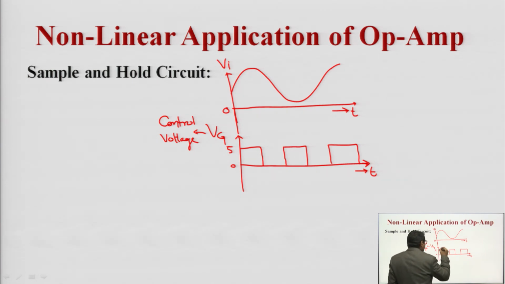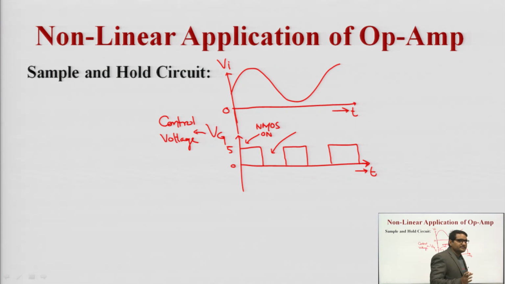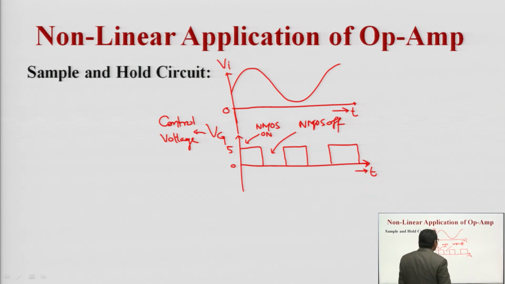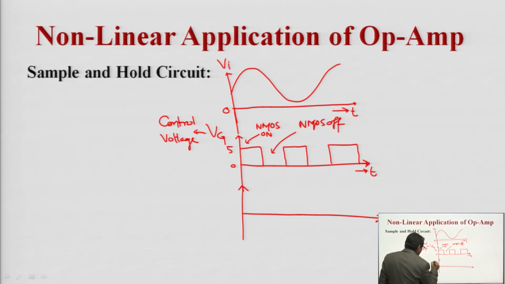Okay. So, for this region where the square voltage has a high value, that is the 5 volt, NMOS is on, and where it is lower voltage, Vg is 0, we consider logic 0 for this case, NMOS off, and here we consider the V out.